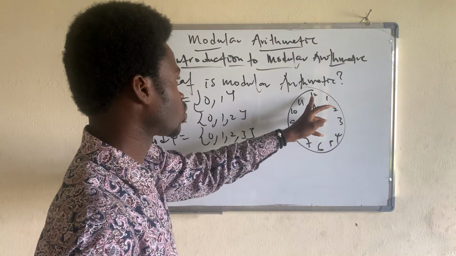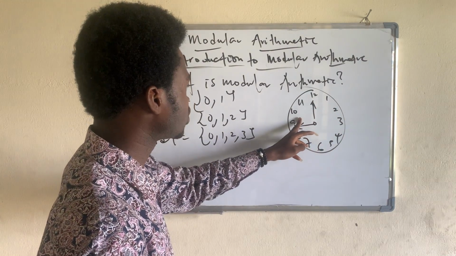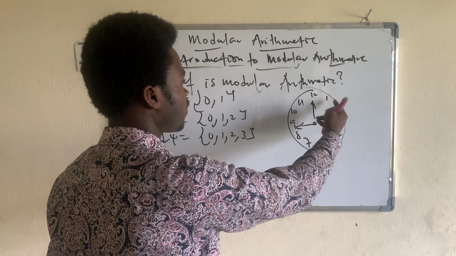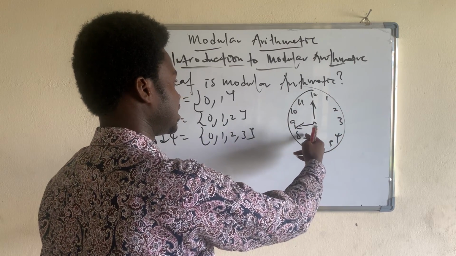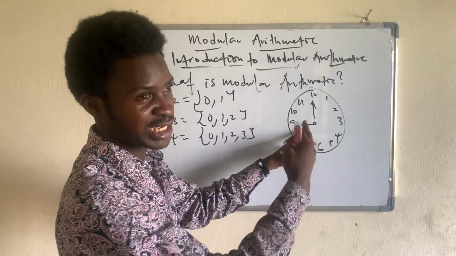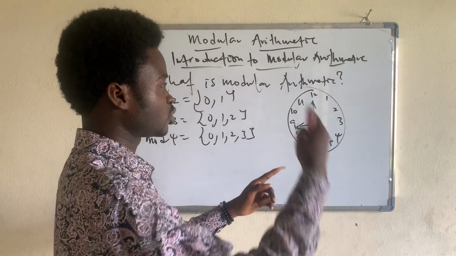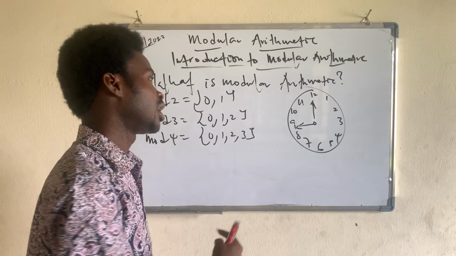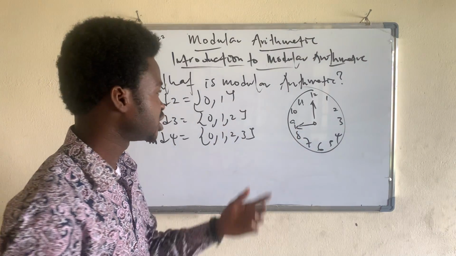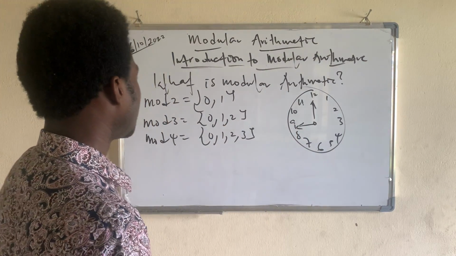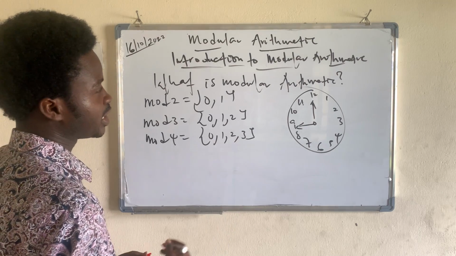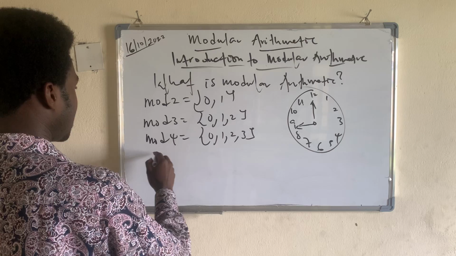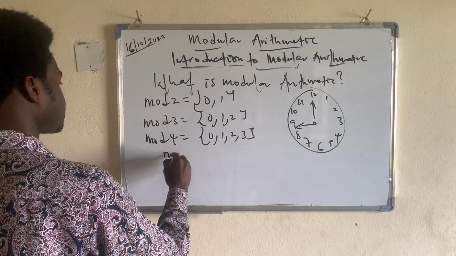Now, if I add 12 hours to this 9, it will come back to 9: 1, 2, 3, 4, 5, 6, 7, 8, 9, 10, 11, 12. So it gets back to 9. So it's a repetition. If I add 24 to it, it gets back to 9 also, because 24 is just a multiple of 12. With this we can quickly explain it.